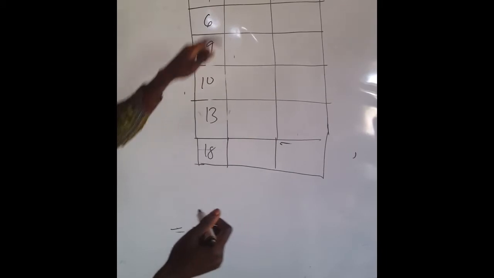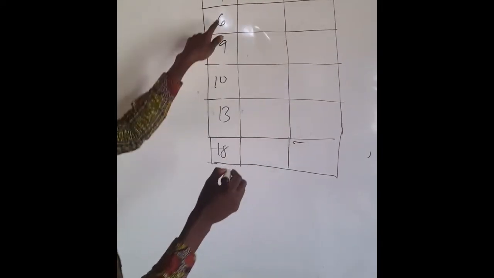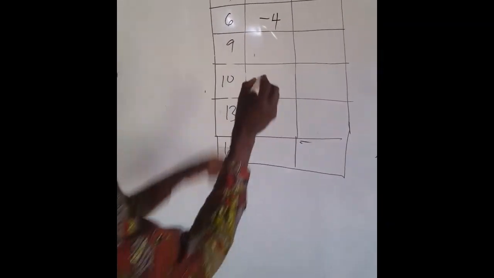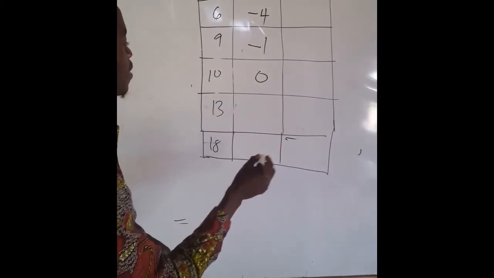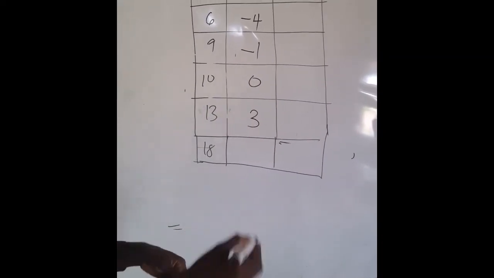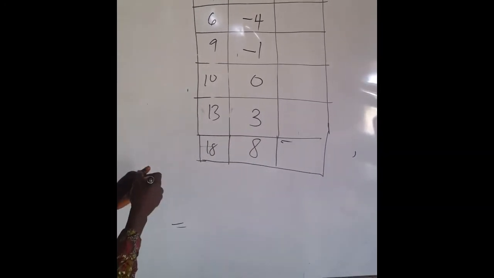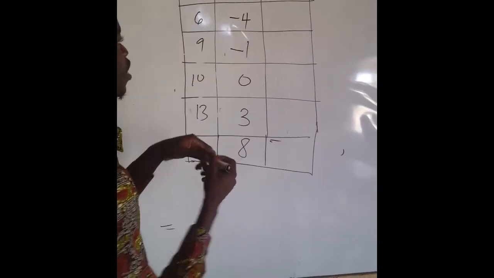So subtracting the mean, which is 10. So 4 minus 10 will give us minus 6. 6 minus 10 will give us minus 4. 9 minus 10 will give us minus 1. 10 minus 10 gives 0. 13 minus 10 gives 3. Then 18 minus 10 gives 8.